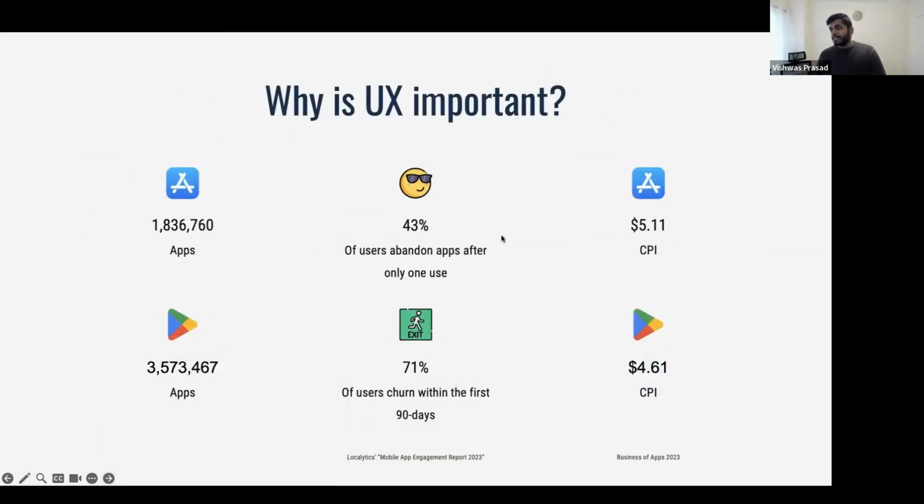Why is design important? Because there are about 5.5 million apps in the market, and every user has more than one option, which means it's really important to capture user attention and their loyalty from the very first touch point. As we saw in the first week, about 43% of users abandon the app after only one use and 71% churn after 90 days, which means a terrible waste of marketing dollars and effort in acquiring the user if they don't come back and use your product again and again and generate some sort of revenue.